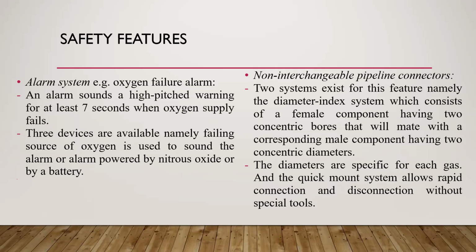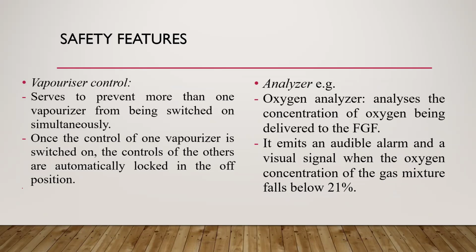Then we have the non-interchangeable pipeline connectors. Vaporizer control, we said that before. It prevents switching on more than one vaporizer at the same time. Interlock: once the control of one vaporizer is switched on, the controls of the others are automatically locked. You can't put on two vaporizers at the same time. We have oxygen analyzers. When oxygen concentration falls below 21, it emits an audible alarm.